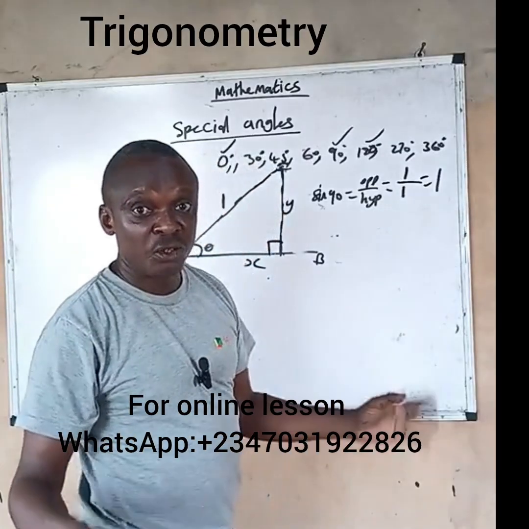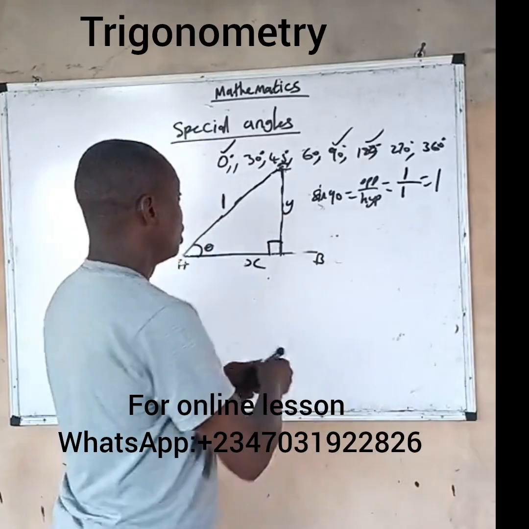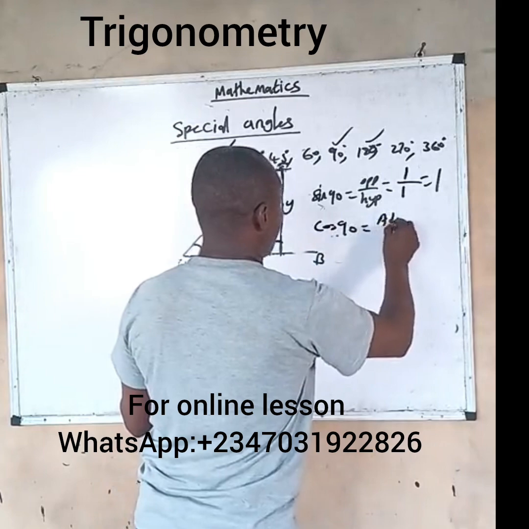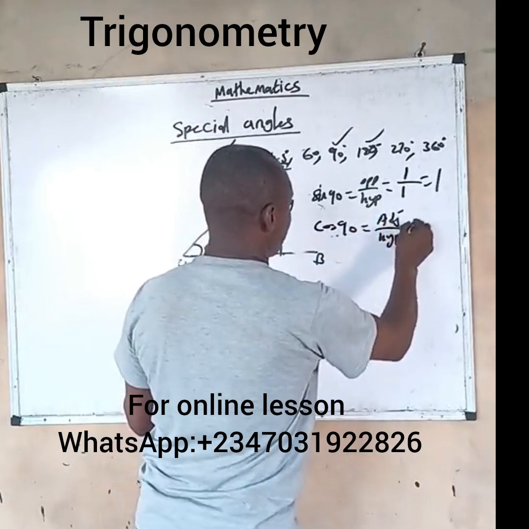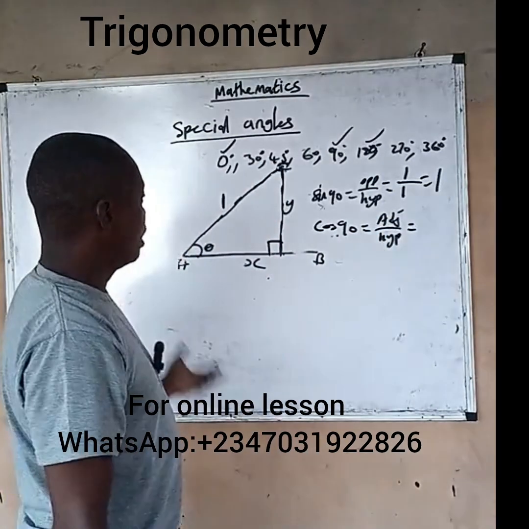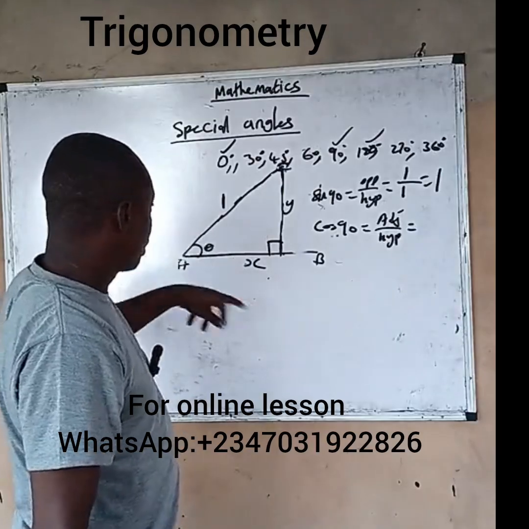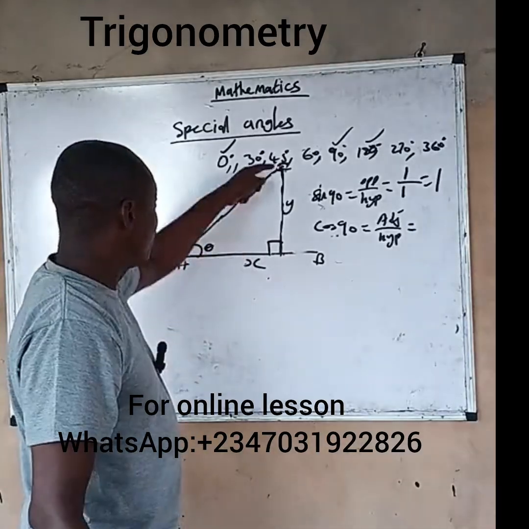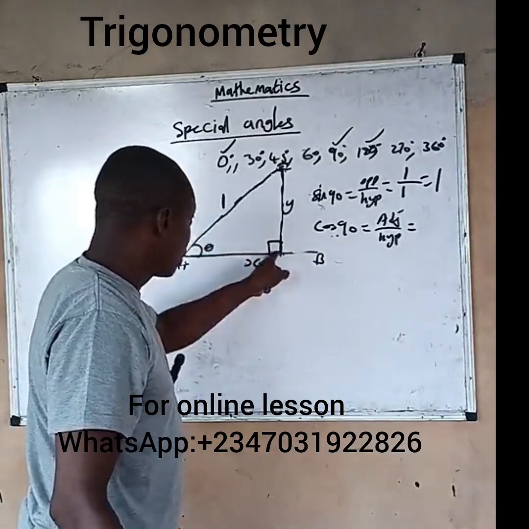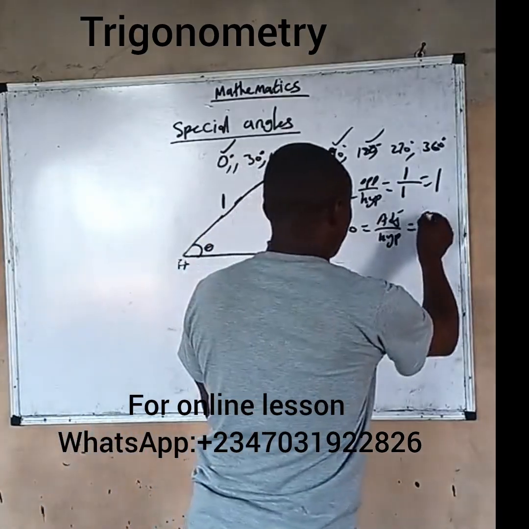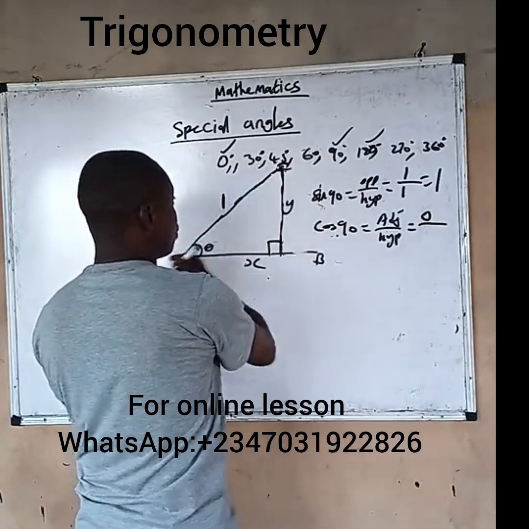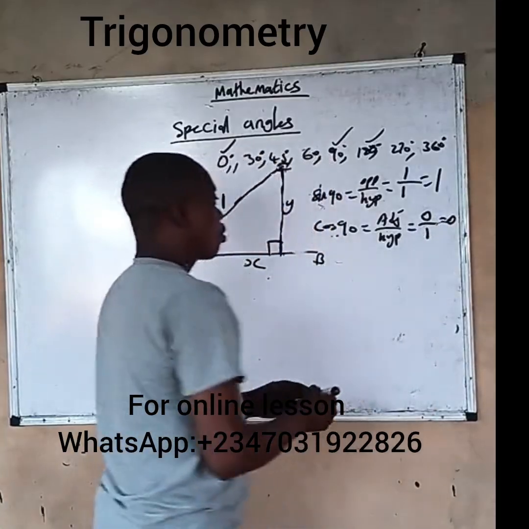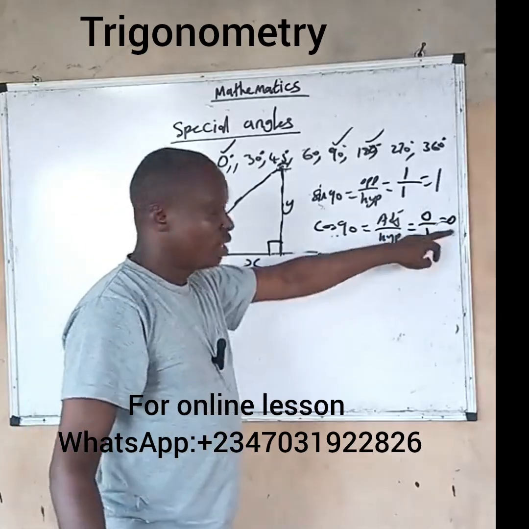So when you are solving sin 90, you know that sin 90 is 1. Don't bother yourself too much. Then cos 90. Cos is adjacent over hypotenuse. Now, remember your adjacent is your x, and your x is 0 because this line is on this line, so there is no x. So your adjacent is 0 over your hypotenuse. Your hypotenuse is still 1. So 0 divided by 1 gives you 0. So your cos 90 degree is equal to 0.